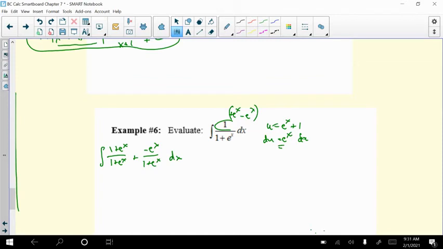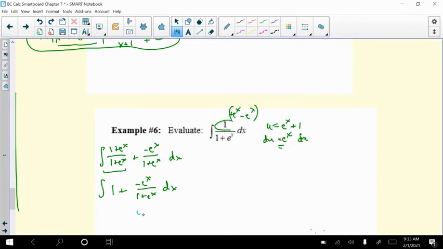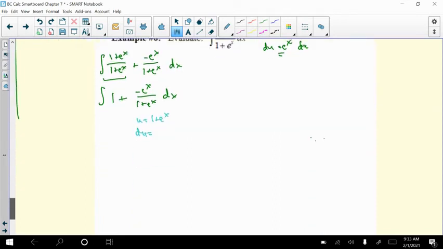And then what ends up happening is, we sneakily added 0, and that allows this function to just be 1, right? So we can integrate 1, and then negative e to the x divided by 1 plus e to the x dx. So we're going to let that denominator, like we said initially, be our u. So maybe I'll change colors here. Let's let u equal 1 plus e to the x. Its derivative is e to the x, and we're just off by a negative.